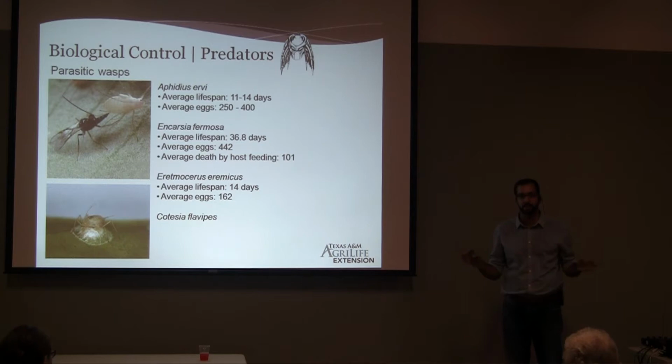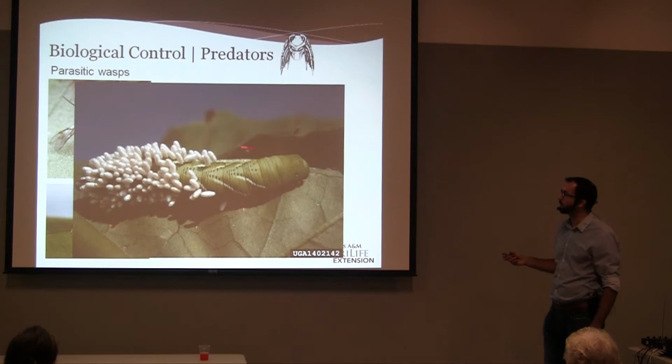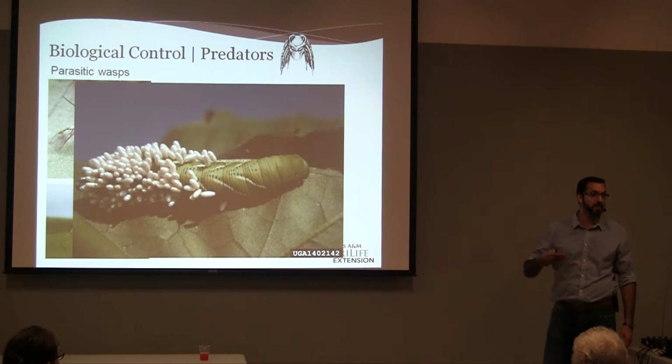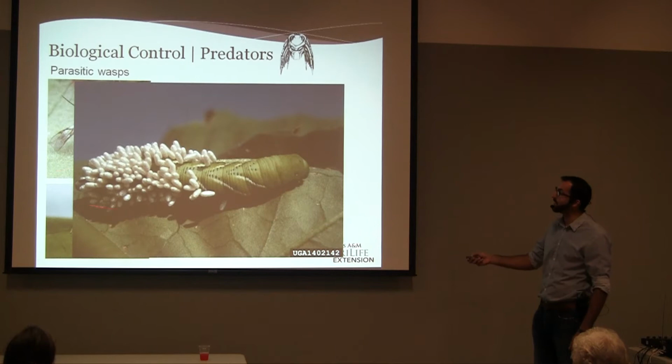And if anyone has ever seen this before, this is a tobacco hornworm. You can see a bunch of, this is what's called an ectoparasitoid. So this parasitoid, instead of laying eggs inside the organism, lays them outside. And these are all eggs of a wasp. And again, they'll all emerge and eat this caterpillar alive.